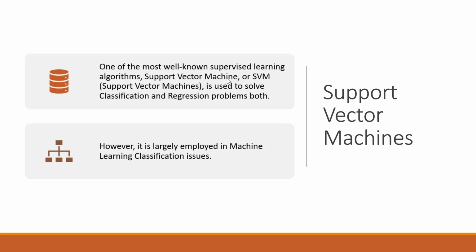Now support vector machines are one of the well-known supervised machine learning algorithms, and this algorithm can be utilized to solve both classification as well as regression problems. However, it is largely employed to solve machine learning classification issues. The support vector machine algorithm, which is also commonly known as SVM, establishes the best line, or we can say the decision boundary, that can divide n-dimensional space into classes, allowing us to quickly classify fresh data points in the future. And in this we utilize the concept of hyperplane, which is the name given to the optimal decision boundary.